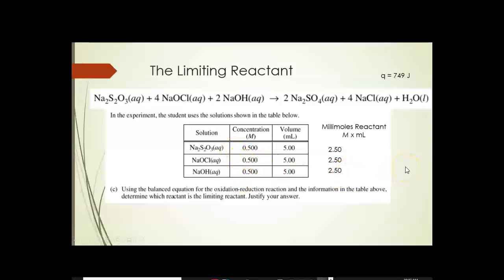Now, which one's limiting? Well, the answer is, which one will run out first? Just look at the equation and tell me, which one of these is going to run out before the other 2?